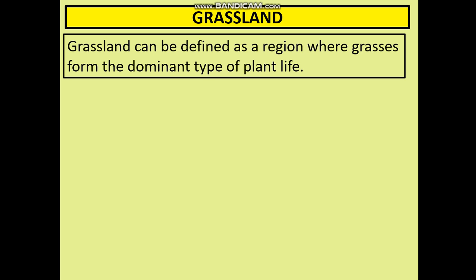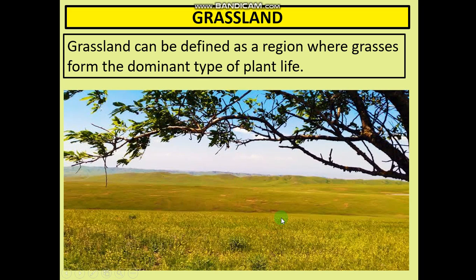What do you mean by grassland? See, it is a combination of two different words, grass plus land. So grassland can be defined as a region where grasses form the dominant type of plant life. As you can see in this image, only the grass is dominating in this whole picture. The most important thing we can find in this picture is only grass.